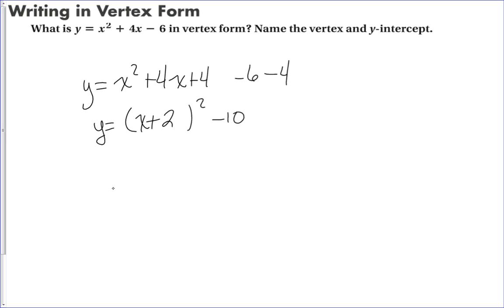So now it says name the vertex. Well, we know the vertex is negative 2, negative 10 because it's h and k, and this is always x minus h squared plus k. So since it's a positive 2, we know it has to be a negative 2 here, and then that simply comes down to be the negative 10. So, as you can see, this becomes fairly simple now when you can write in vertex form by simply completing the square.